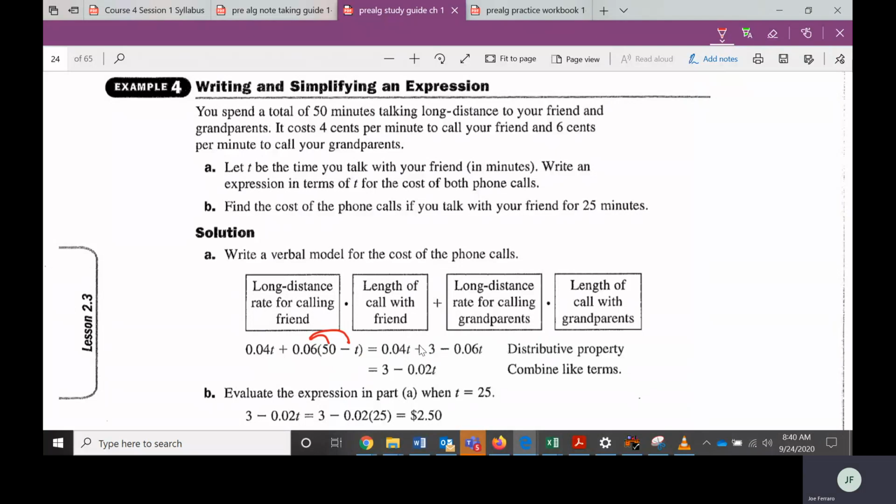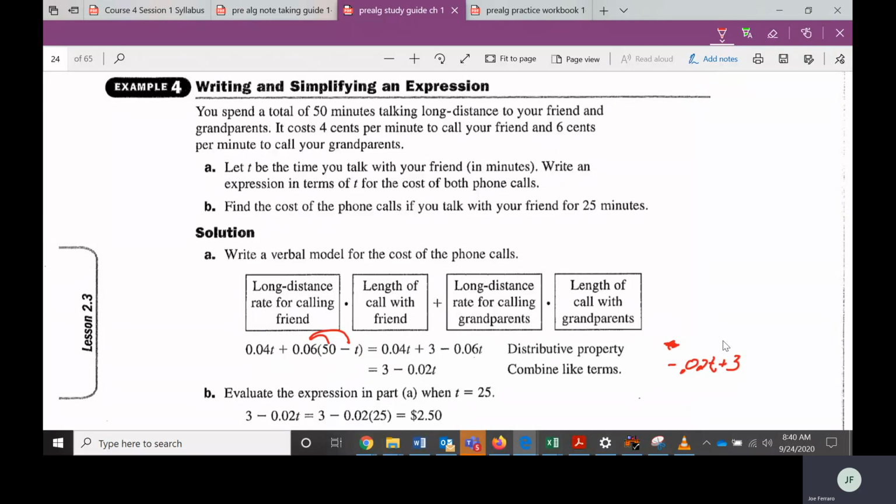Now here they put the 3 first. It doesn't have to be. If you combine like terms, you have 0.04 T and a minus 0.06 T. So technically you could say that's negative 0.02 T, and then you'd have that constant 3. This and this are the same thing. The T is a minus 0.02 in both spots, and then the constant is a positive 3 in both spots.